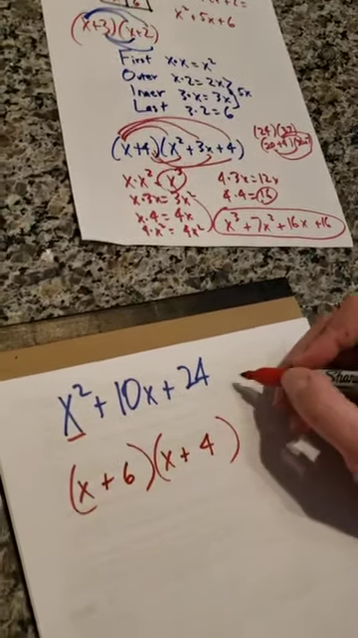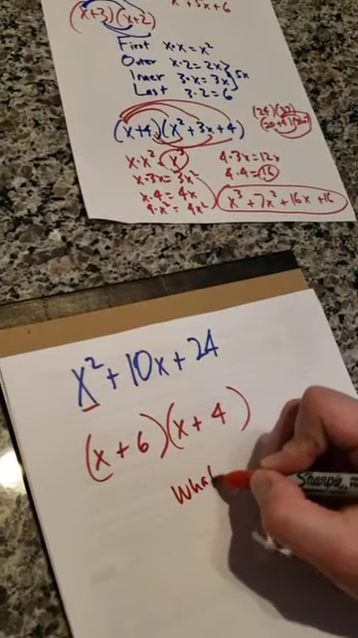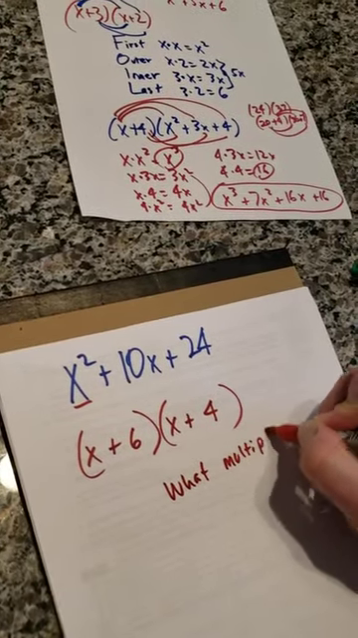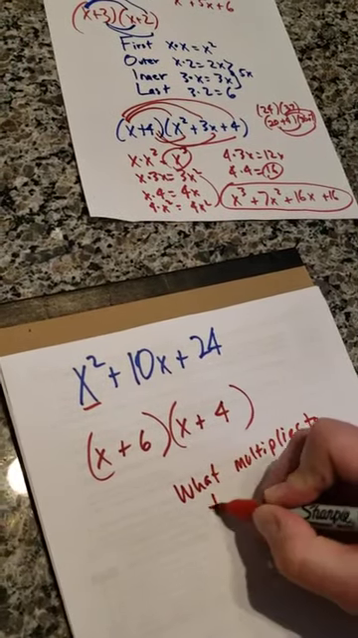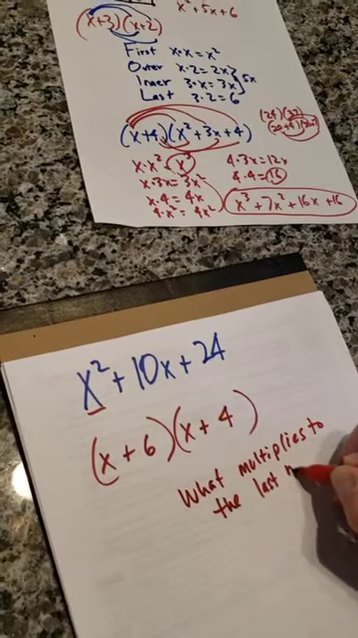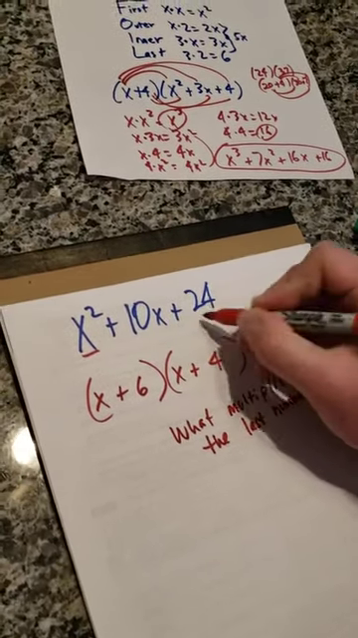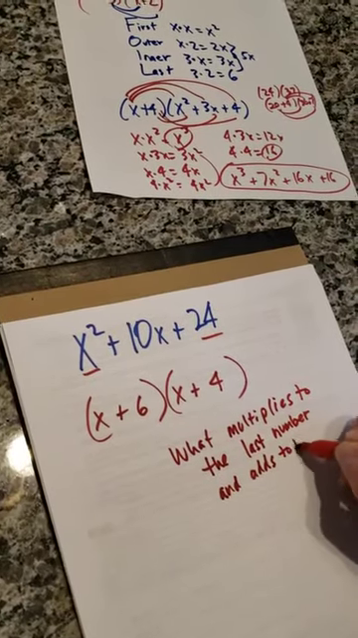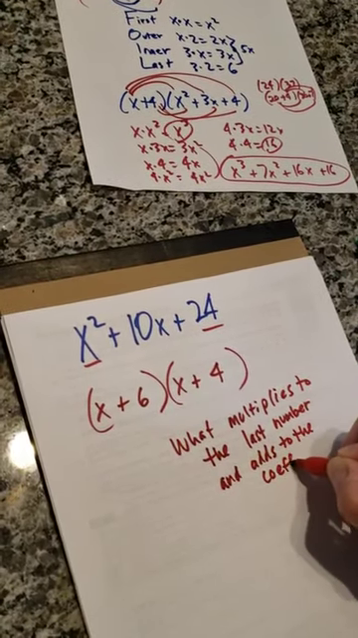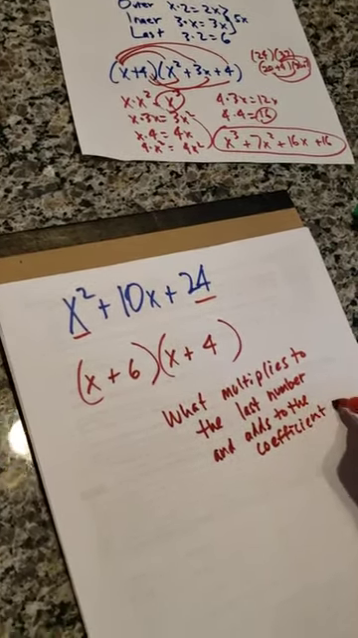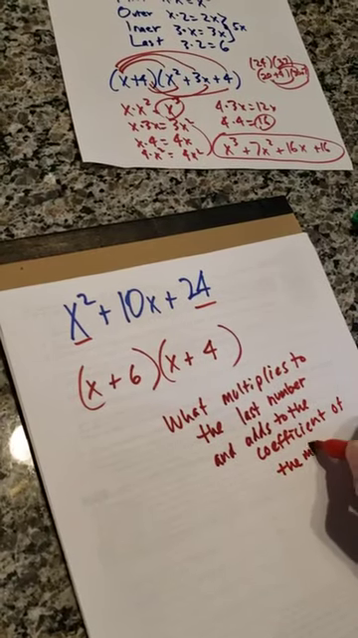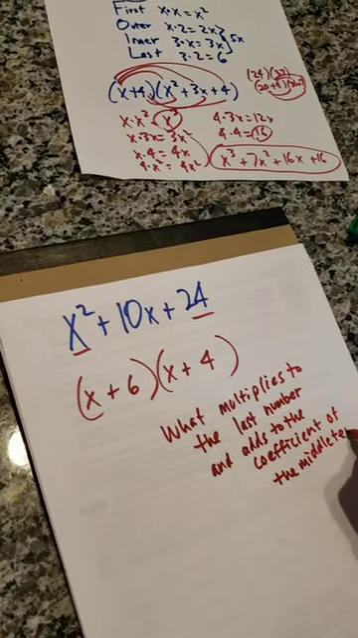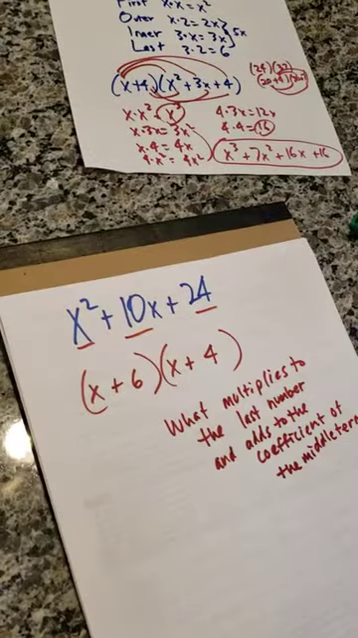What we are looking for is what multiplies to the last number, which in this case was 24, and adds to the coefficient of the middle term, which in this case was 10.